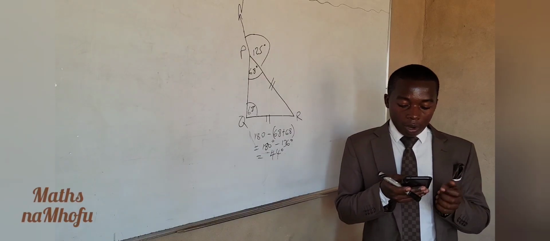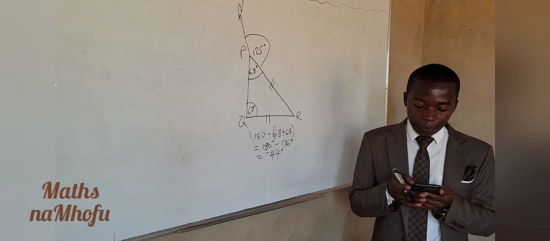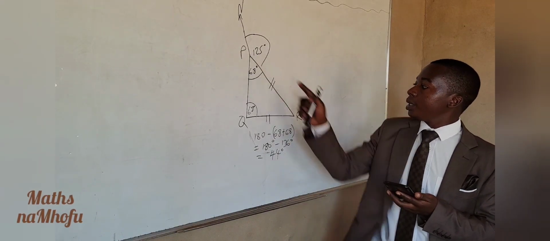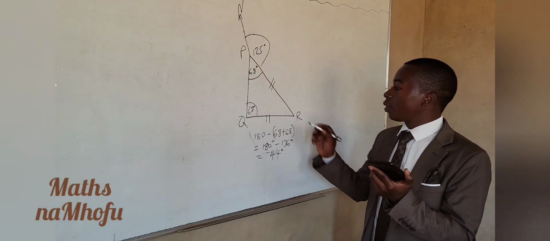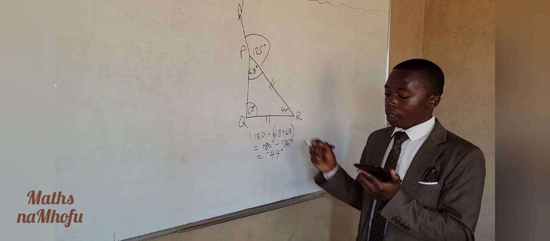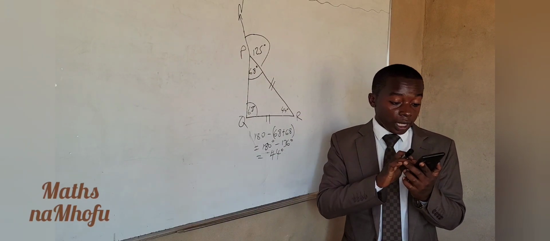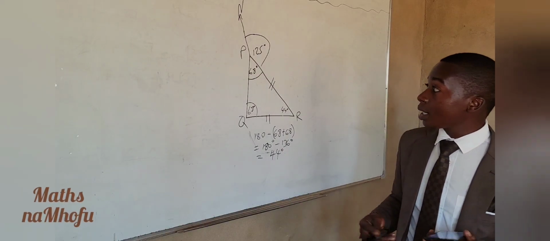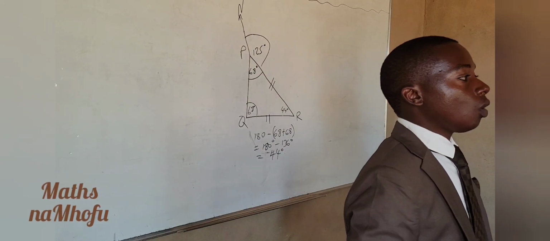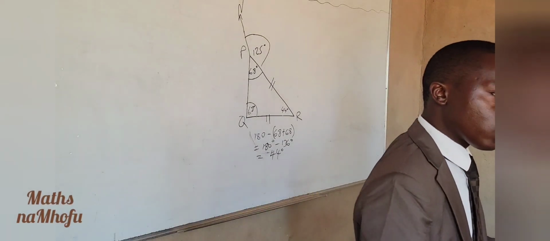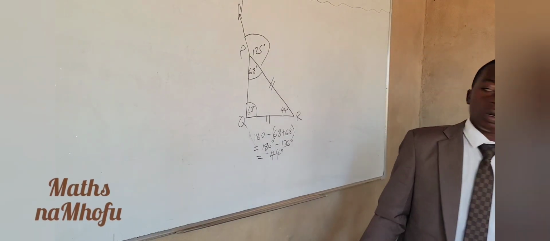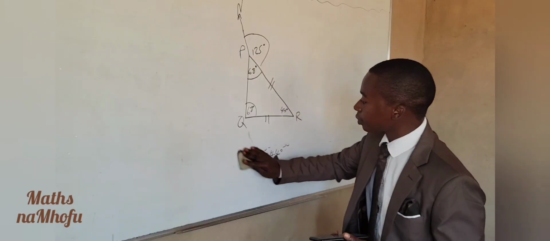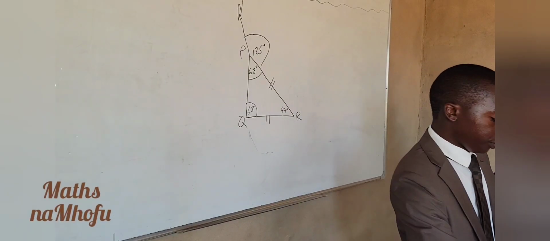Angle PRQ, that's 44. So here we have 44 degrees. Remember, we are told that P, Q, R are on level ground. Once you are told that, it means you can use the concept of parallel lines if possible, right? Let's look at the next question.